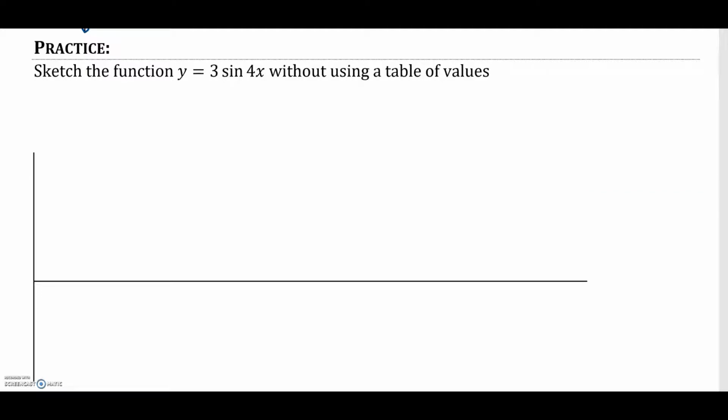Here we have a practice question where we're going to identify the amplitude and period of the function y is equal to 3 sine of 4x. For this function, we know that a is equal to 3 and b is equal to 4. Therefore, amplitude is equal to 3, and our period is equal to 2 pi divided by b, which is 4, or pi over 2.